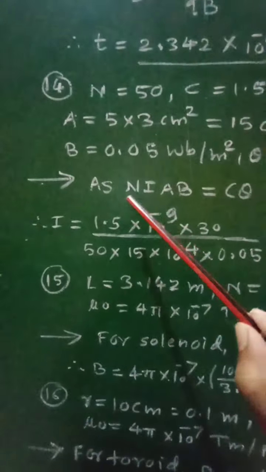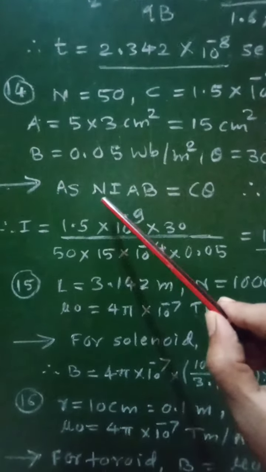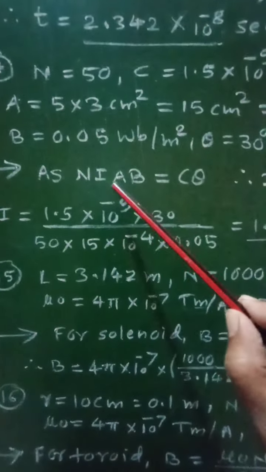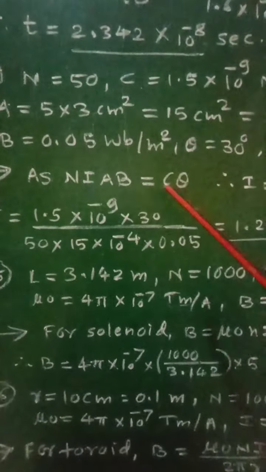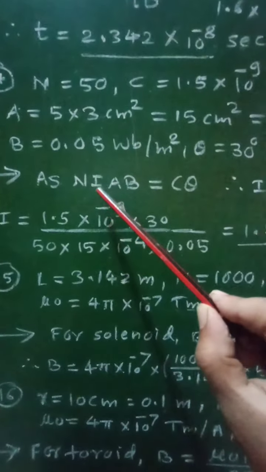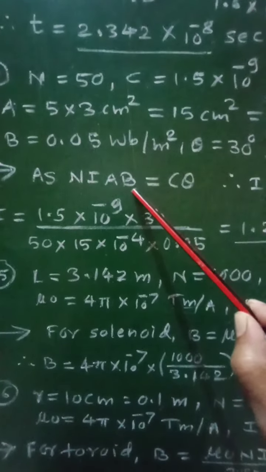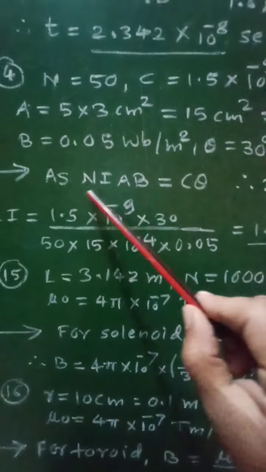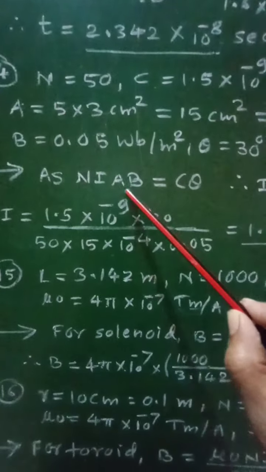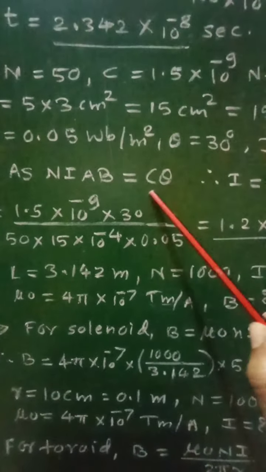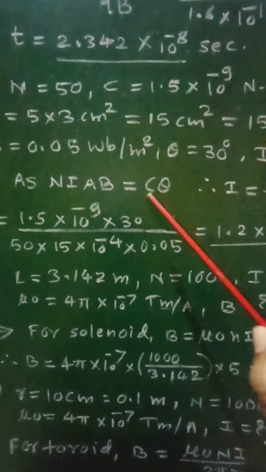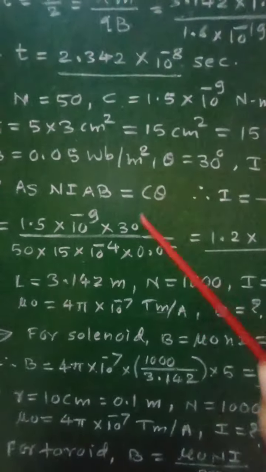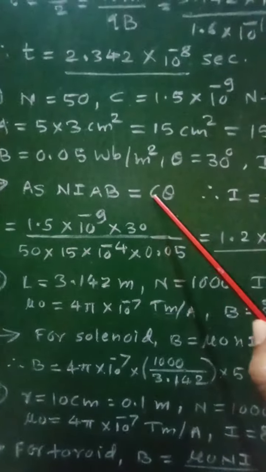Now we know the relation in case of a galvanometer, NIAB equal to C theta, that is number of turns into current into area into magnetic field B. So this will be the torque acting, and this will produce the rotation of the coil of the galvanometer, and it will be equal to C theta, that is after twisting that string, it will produce the torque C theta, and therefore NIAB equal to C theta.